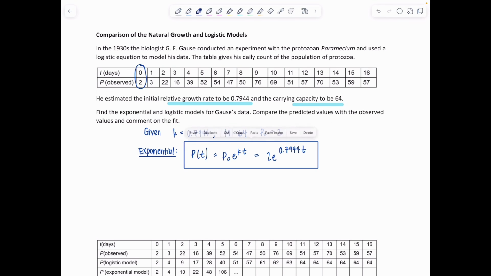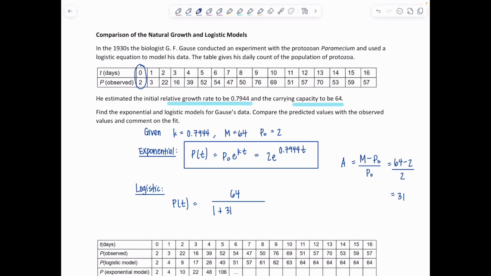Now they also want the logistic model. So we need to find A before we get there. So A is, remember, M minus P naught over P naught. M is 64. So 64 minus 2 divided by 2, that's 62 divided by 2, so 31. So my logistic model P of t is going to be 64 over 1 plus 31e to the negative 0.7944t.